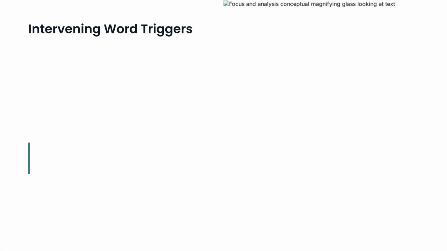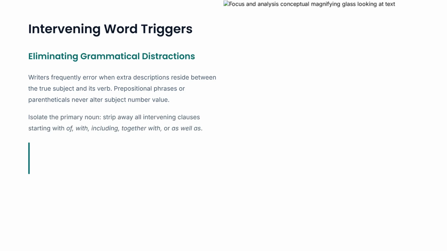Be aware of intervening words. Descriptions like prepositional phrases placed between the subject and verb do not alter the subject's number value. Always isolate the primary noun to determine the correct verb form.